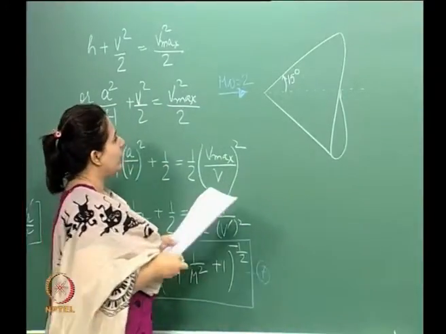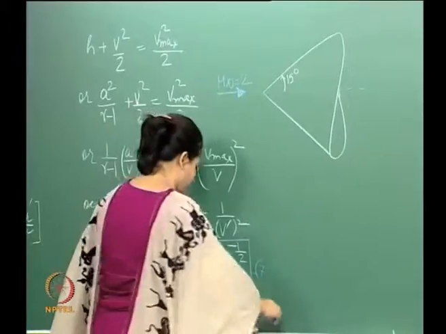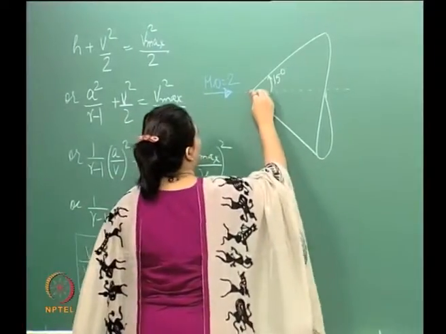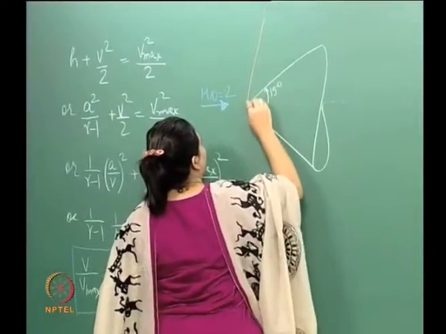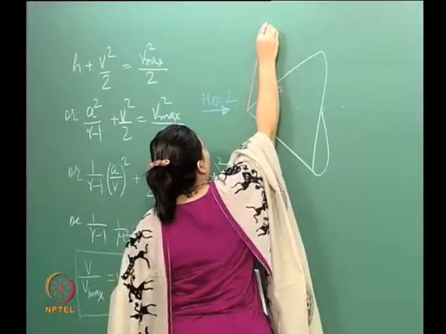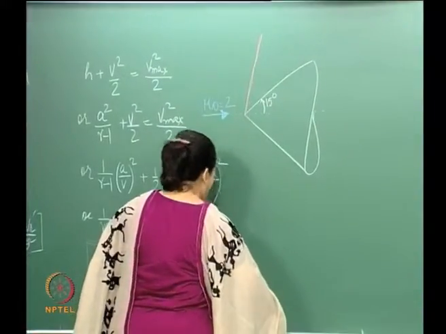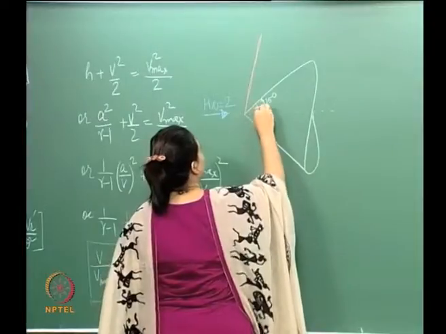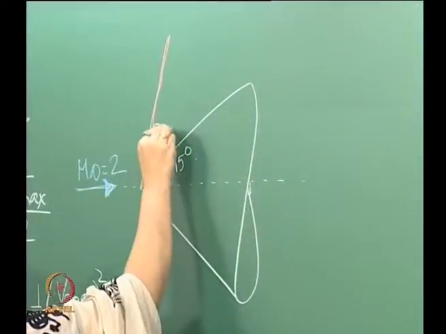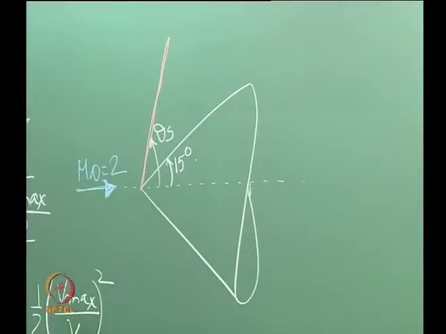Right. So, what we need to find out is the shock wave angle. So, basically when we have a shock wave over here, what we need to find out is the shock wave angle, and the properties of the flow immediately behind the shock wave and on the cone surface.